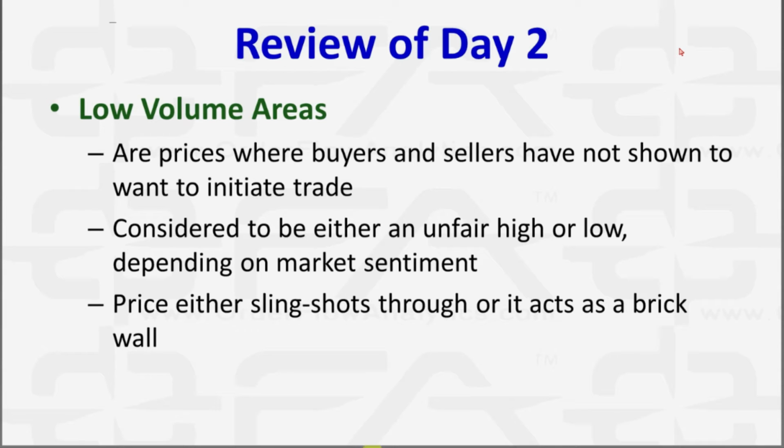So this example from this morning, we had an open drive, significant amount of success by buyers to move price higher. And once we had that low volume area developed at 75, it made that an unfair low. When price came back down to it and we got the print the way we wanted it, it was a trade long. So they're either an unfair high or low. Price is going to either slingshot through it or act as a brick wall. This morning as price came back to that low volume area, it acted as a brick wall.